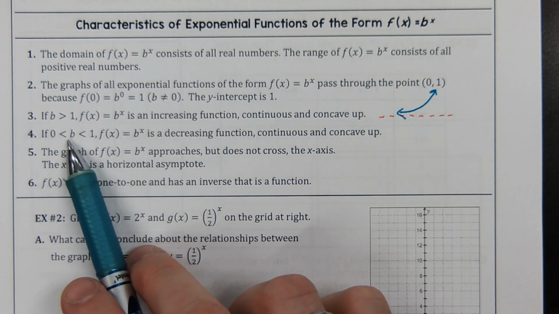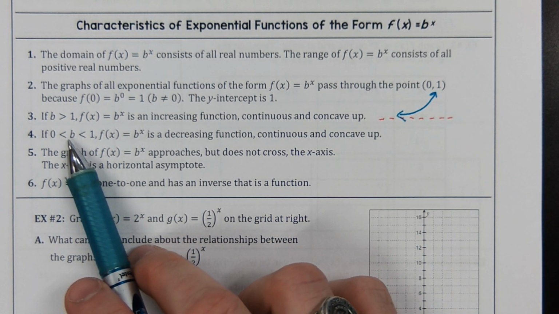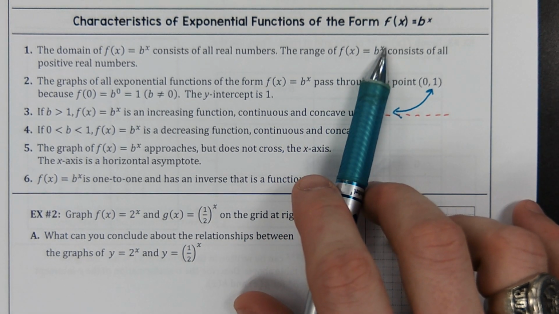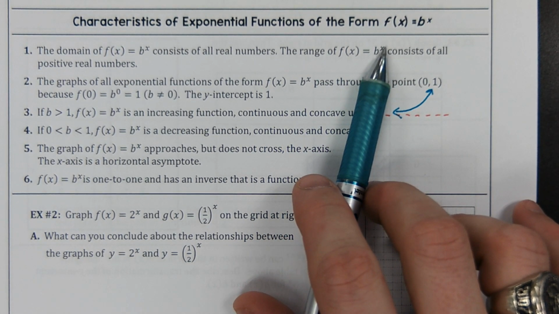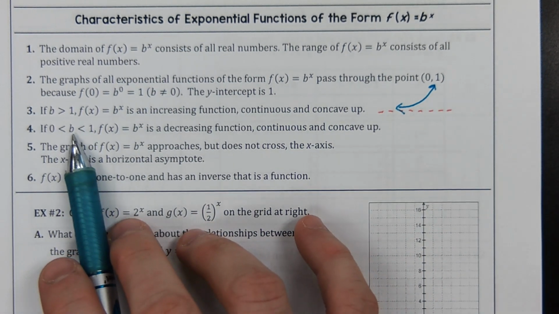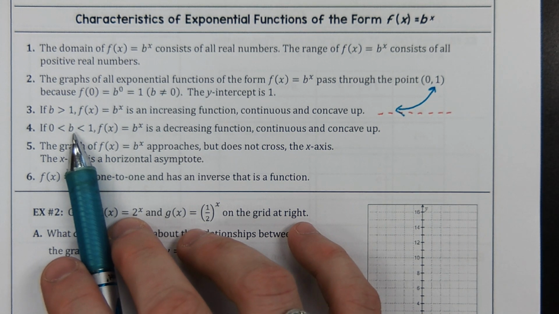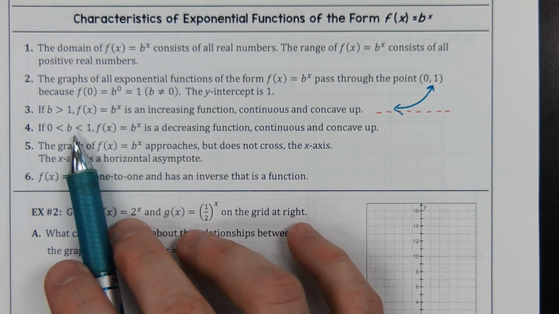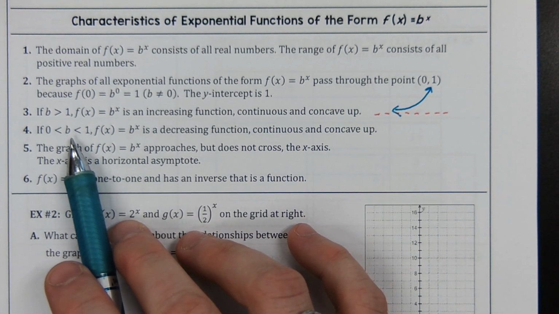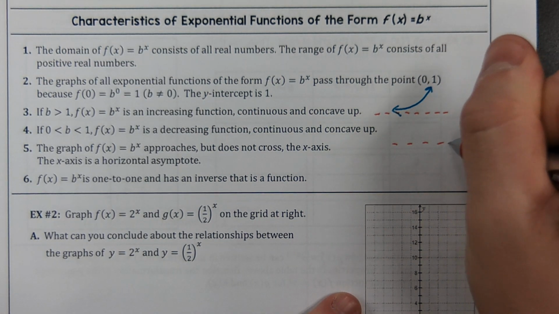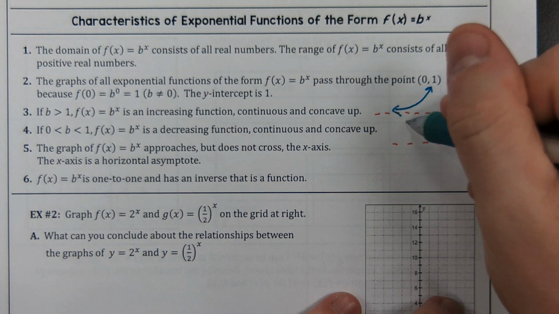Now, if we have an exponential base that's between 0 and 1, remember it can't be 1, because if it was 1, every y value would be 1. It's a horizontal line. But the other case is the base is between 0 and 1. This gives us an exponential decay graph. Exponential decay graphs are decreasing. They're continuous. And they're still concave up. How about that? But they look like this.